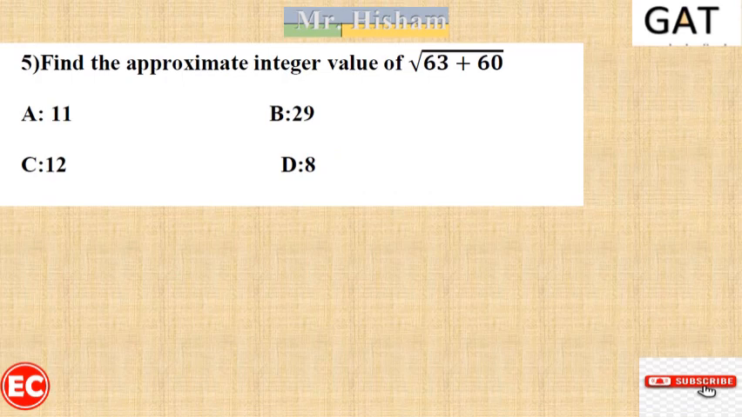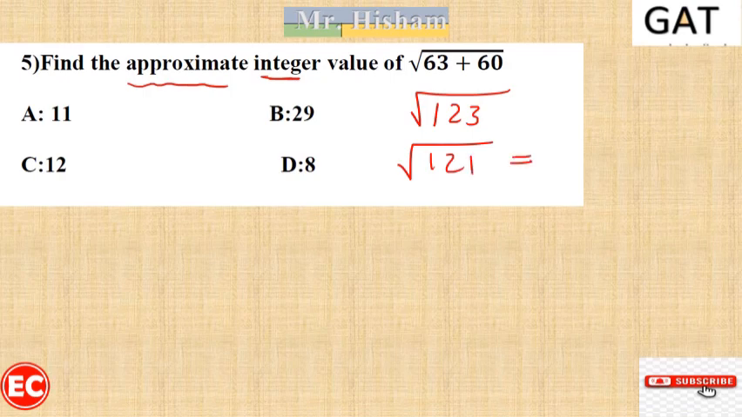Question number 5. Find the approximate integer value, meaning whole number, positive and negative including 0, of root of 63 plus 60. 63 plus 60 is 123. And we know that the root of 121 is equal to 11. So the nearest value for the root of 123 is 11 as a whole number. Sorry for that.